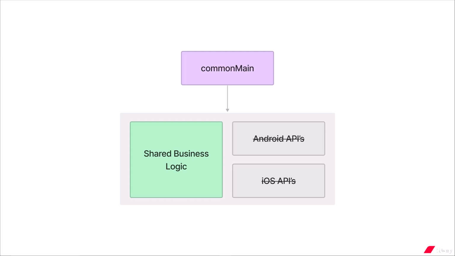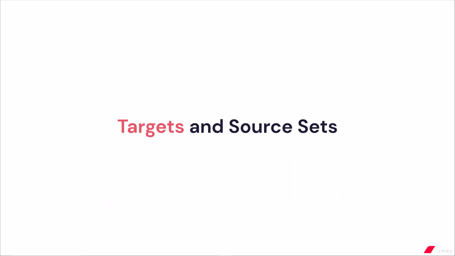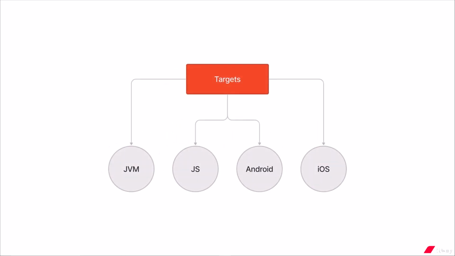Those are two concepts that you need to get introduced to: targets and source sets. First, let's start with the targets. Targets define the platform for which the code is compiled. Those platforms could be JVM, JS, Android, iOS, and others. Declaring targets is crucial, as it influences the format of produced binaries, available language constructions, and allowed dependencies as well.